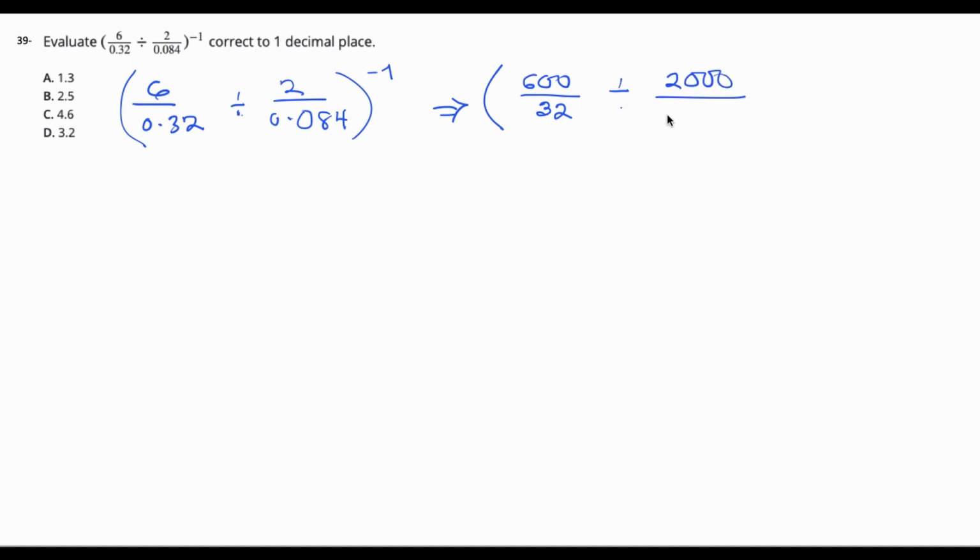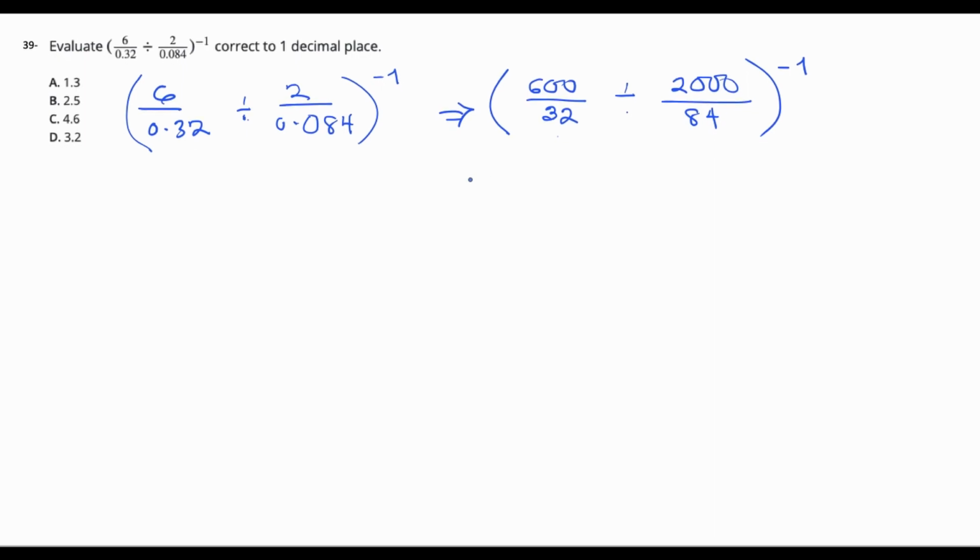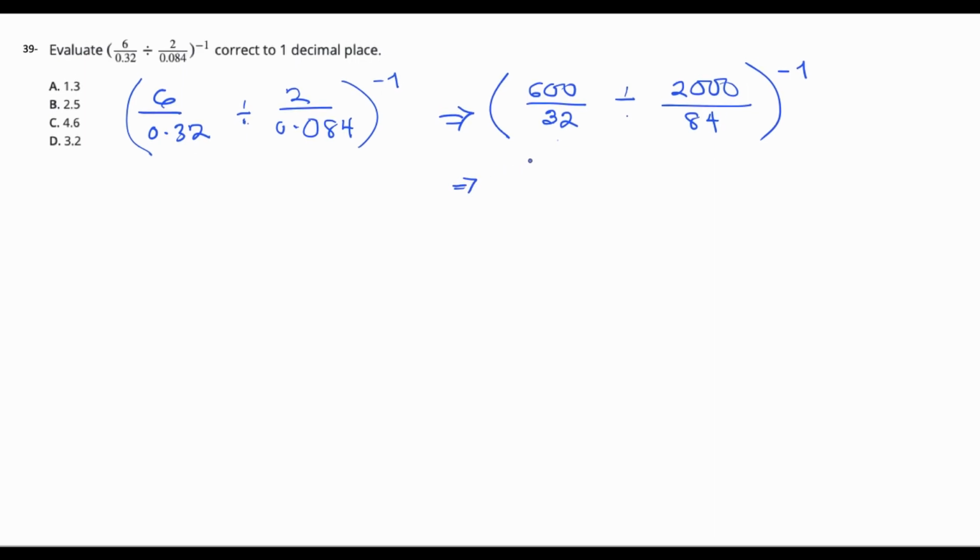And this multiplied by 1000 is 84. So now we can go ahead and reduce our fractions. We can't forget that we still have our raised to the power minus 1 here. So now we can change our division sign here to a multiplication sign and then flip this second fraction. If we do that, we would have 600 over 32 multiplied by 84 over 2000 raised to the power minus 1.